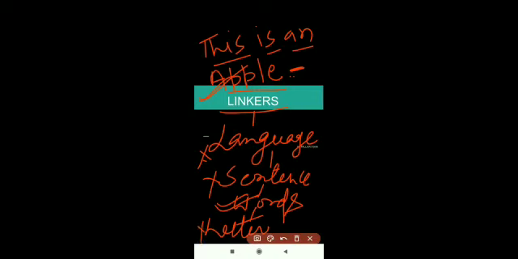So here it is clear. Language is made up of sentences. Sentences are made up of words. Words are made up of letters. But if we look at all of these, then we find that linkers are only words. Linkers are not language, not sentences, not letters. Linkers are words.